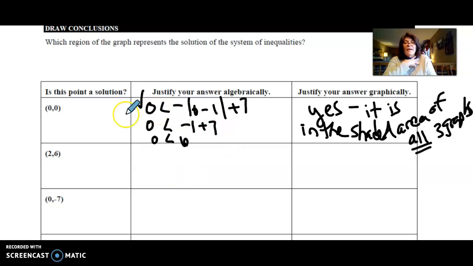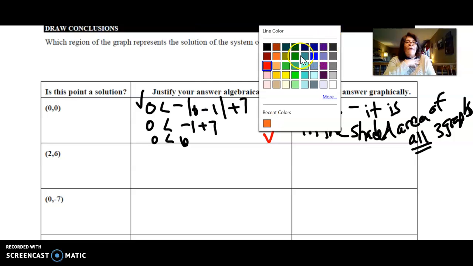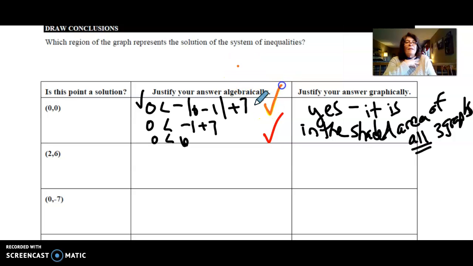Yes. Okay, so we checked it with this one. It checked out with the yellow, and it checked out with the red. Oh, this was the yellow. Sorry. It checked out with the orange and the red. This one was the yellow. The yellow one was the absolute value one. So I put 0, 0 in. I put 0 in for X. I put 0 in for Y, and it worked.